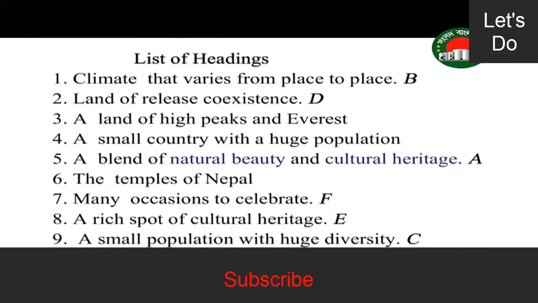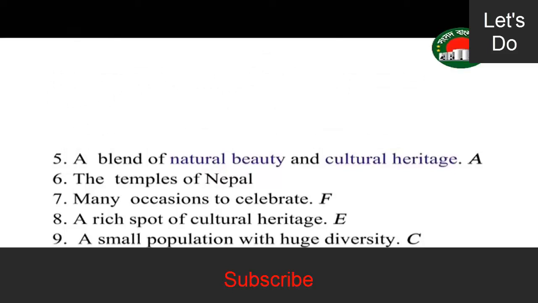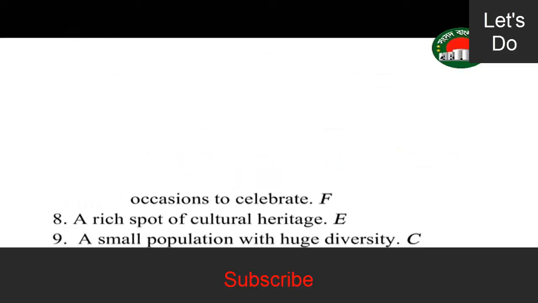This is a blending, a combination. So which passage tells about that? Can you remember? Yes, I can remember. Of course, you can remember. Passage number A, paragraph A, that talks about natural beauty. Now, the temples of Nepal. Temples, I have told that temples are the places that are associated with religious practice, right?